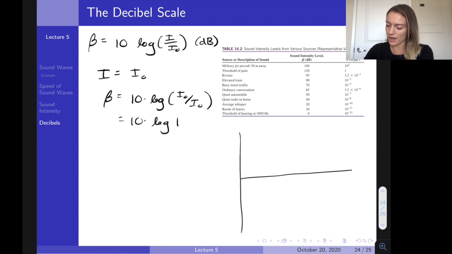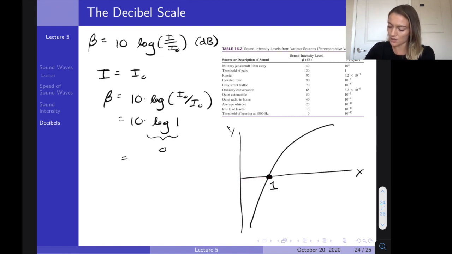And remember, our log plot looks sort of like this, where this is 1 here. So the log of 1 is 0, right? The log plot crosses the x-axis at 1, so this is 0. So at the threshold of human hearing, we say that the level is 0.